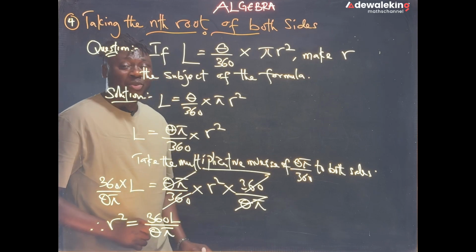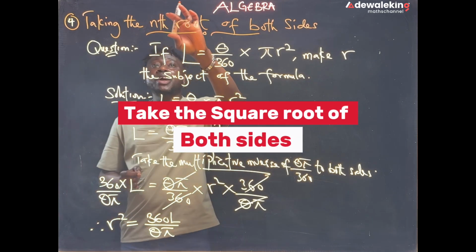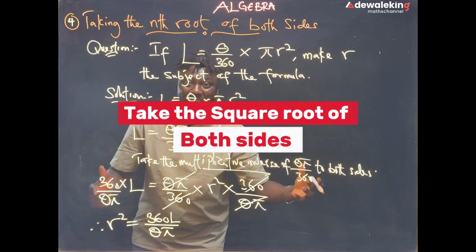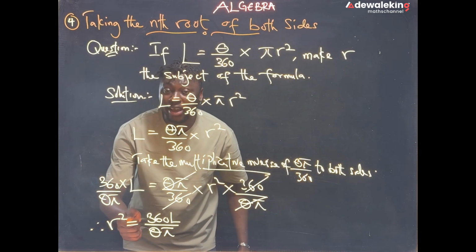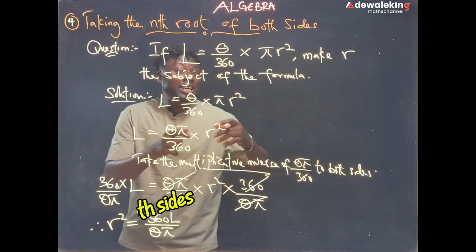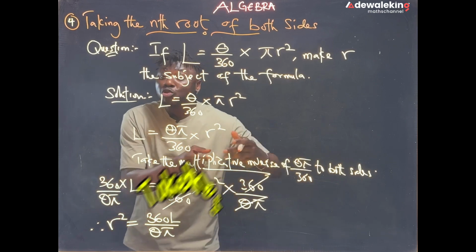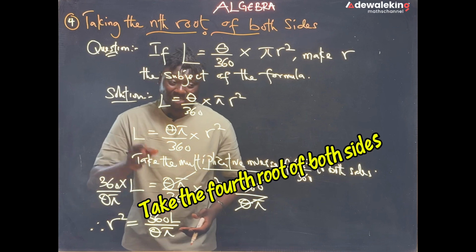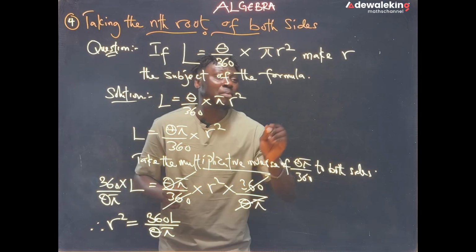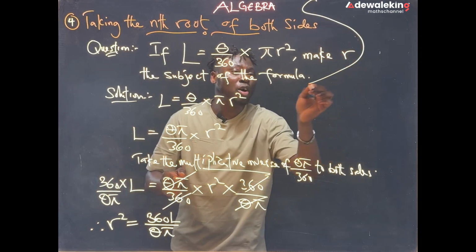So from here, we're going to take the square root of both sides because this is square. If it is cube, we'll take the cube root of both sides. If it is 4, we'll take the fourth root of both sides. Check this out. So from here, we can manage the board. Let's try to manage the board.